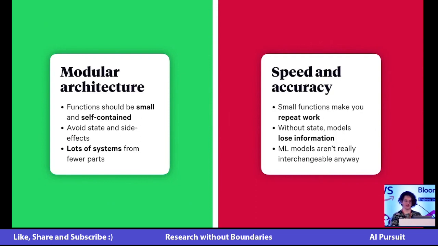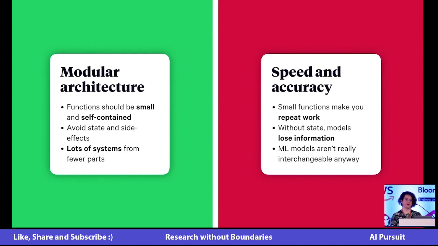So to summarize the dilemma here, there are really strong code motivations for wanting a modular architecture. We want the functions to be small and self-contained, and our systems are much easier to reason about if we avoid state and side effects. And of course, we can compose lots of different systems from a smaller number of coded parts. So we get lots of code reuse and lots of combinations, and we can get lots of complexity resulting from a small amount of code, which is great. But on the other hand, well, performance.